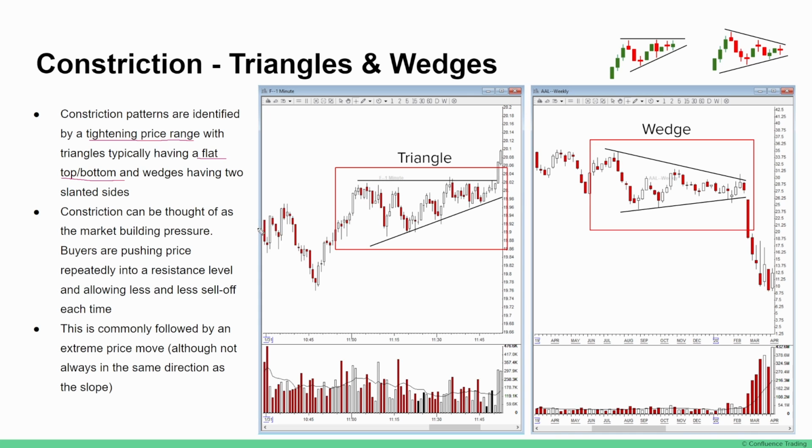Constriction, as a phase of the market, can be thought of as the market overall building pressure or loading a spring. In the case of Ford here, you can see that buyers are trying to break through this upper resistance point. Each time that they try to break through it, it fails. But each time that it fails, buyers step in earlier and earlier and do not allow price to drop as far. Ultimately, what will very commonly happen with these patterns is that price will break in one direction or the other, and the move will be very dramatic. So you can see that on Ford here on a 1-minute chart.